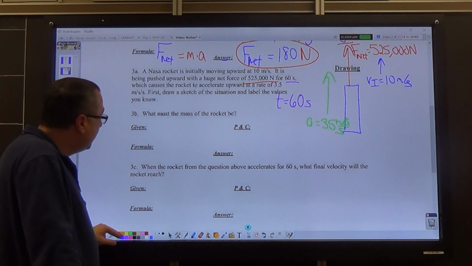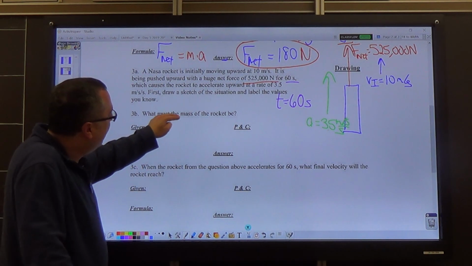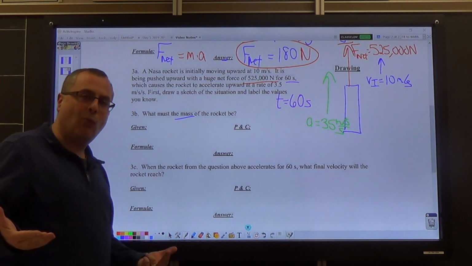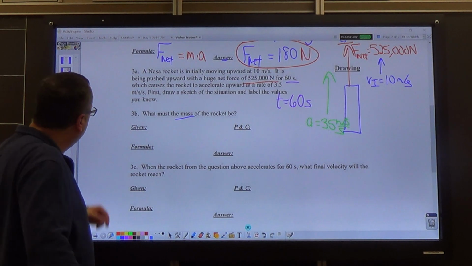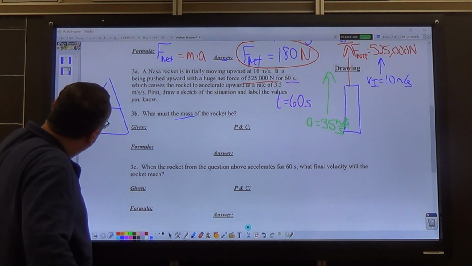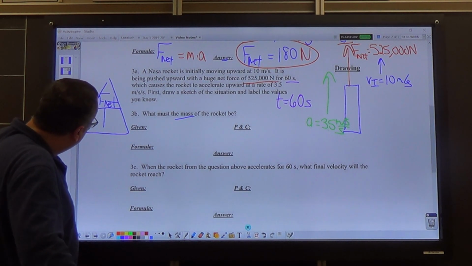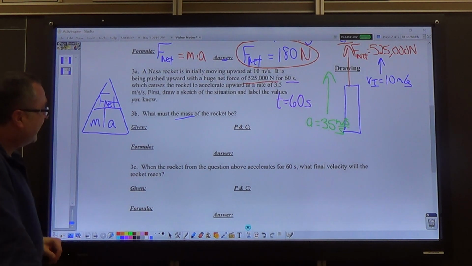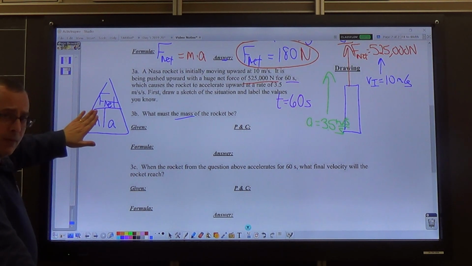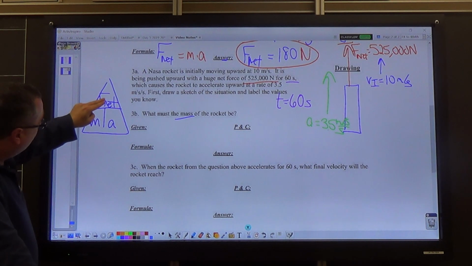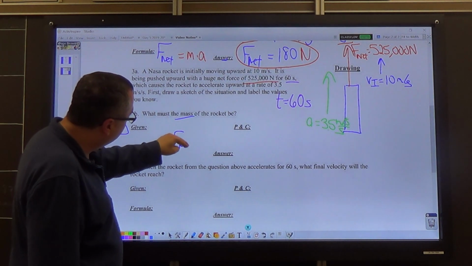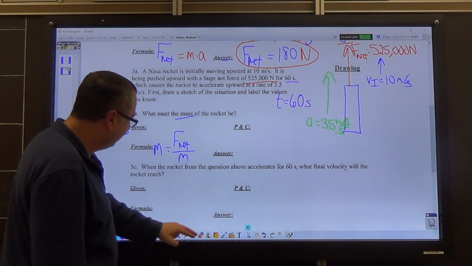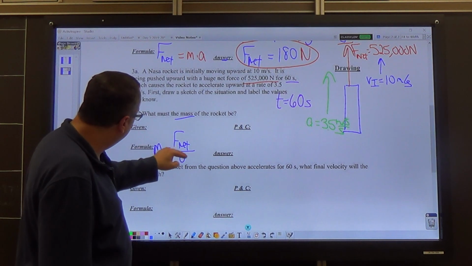The first one is, what would the mass of the rocket be? Now you only have one equation so far that solves for mass. And again, it's using that triangle, the force triangle. So we take a look at this and say, cover up what we're looking for, the mass, and what you have is net force on top, acceleration on bottom. So you take the top divided by the bottom, and your formula is net force divided by the acceleration.